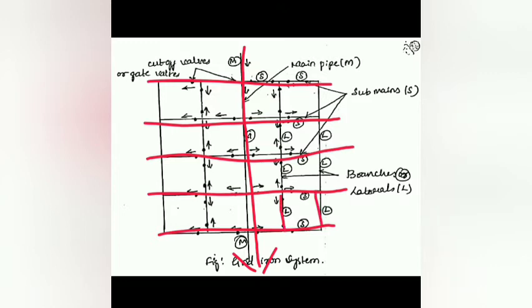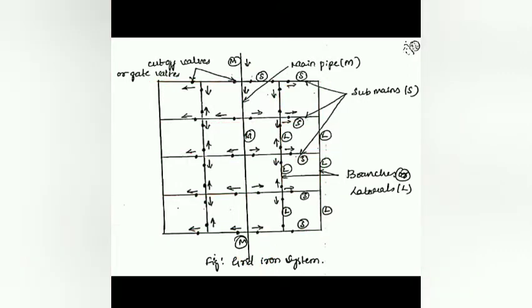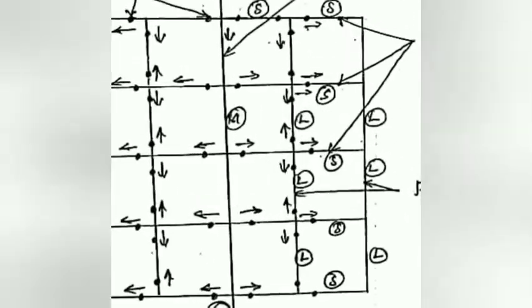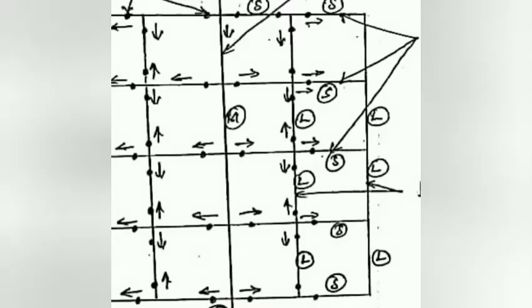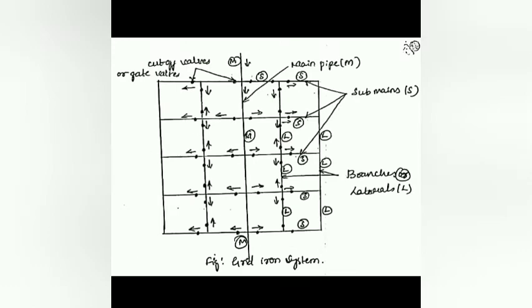All the laterals are interconnected. Since all the laterals are interconnected, it is indicated by the dots. At all the points, valves are provided in order to control. See, all laterals, submains, mains are interconnected. So, completely interconnected shape, that is why this is called a grid iron system.